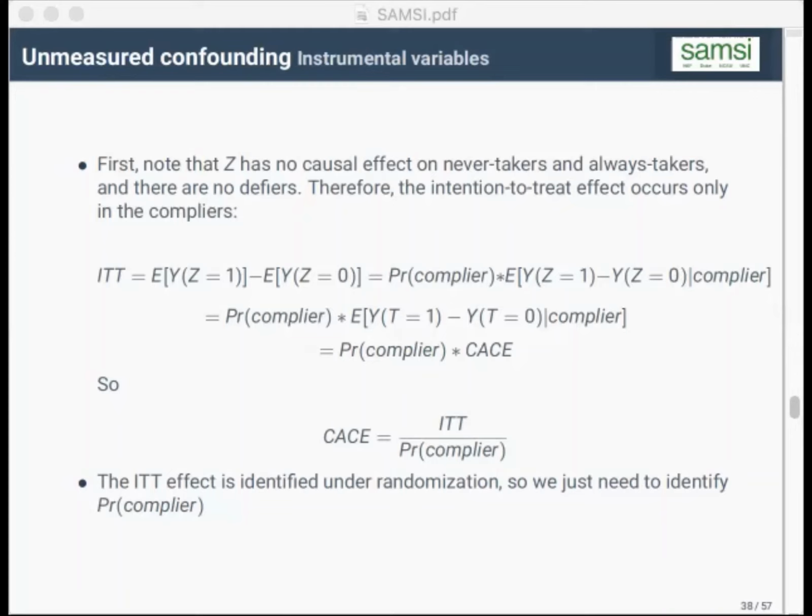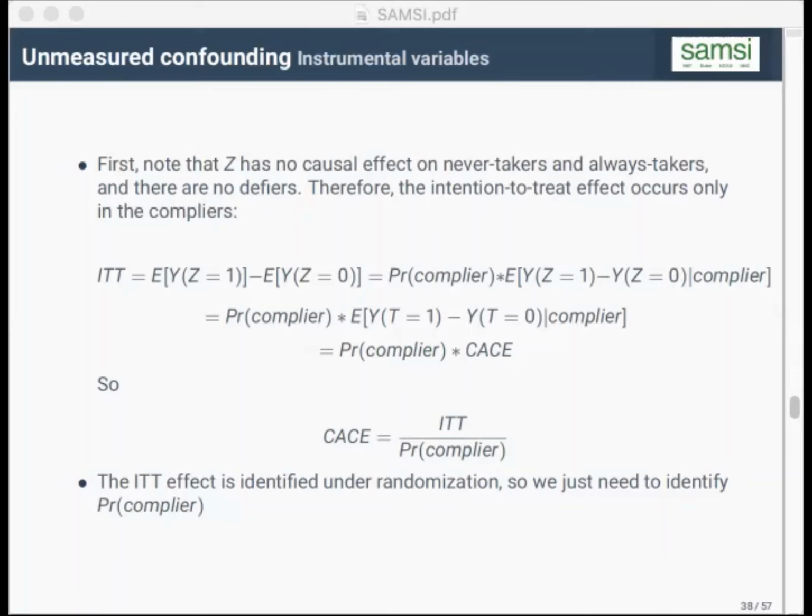So if we look at the intent to treat effect, which we can estimate because it's unconfounded, so this is just the causal effect of Z on Y, we see that the intent to treat effect is just the CACE, the effect that we're interested in, multiplied by the probability of being a complier, or the proportion of compliers in our study population. And so this tells us that the CACE is equal to the intention to treat effect divided by the probability of being a complier.